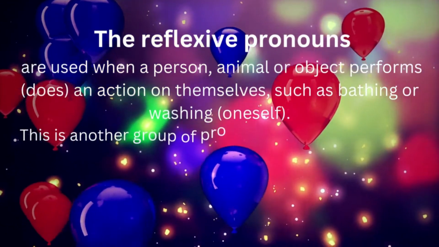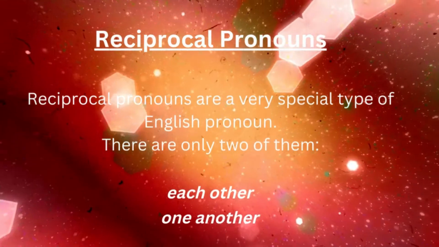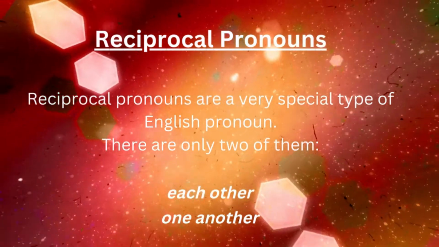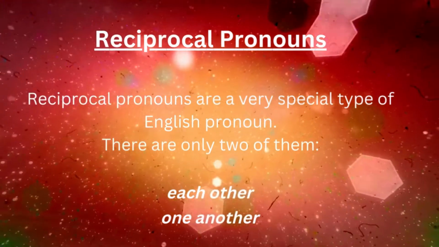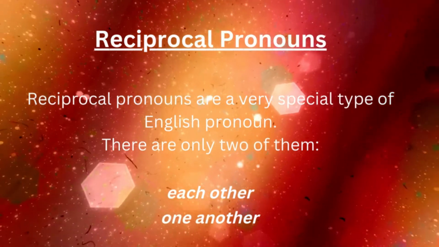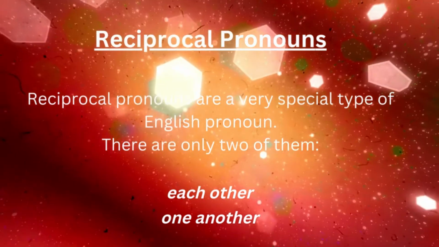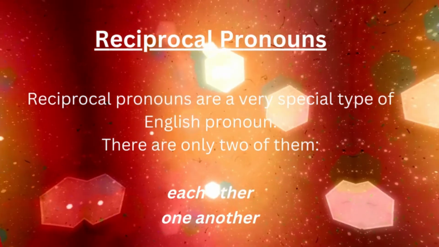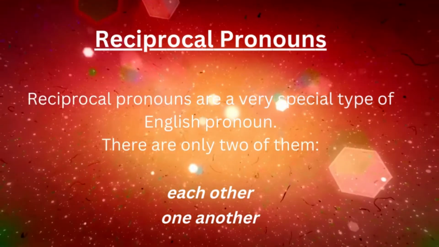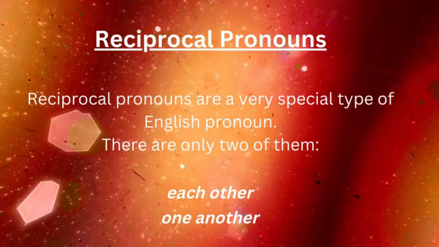Number 8 and the last pronoun type is reciprocal pronoun. Now, what are reciprocal pronouns? Reciprocal pronouns are a very simple type of English pronouns, and there are only 2 of them, each other or one another. They are used when two or more people perform a reciprocal action, an action that everyone in the situation is either doing or having done to them.